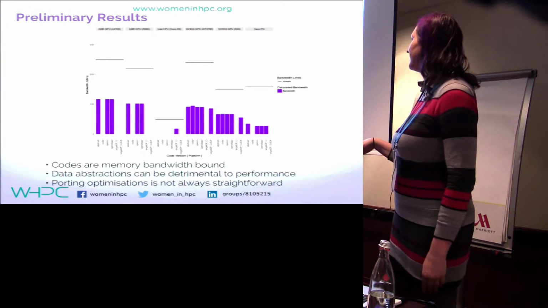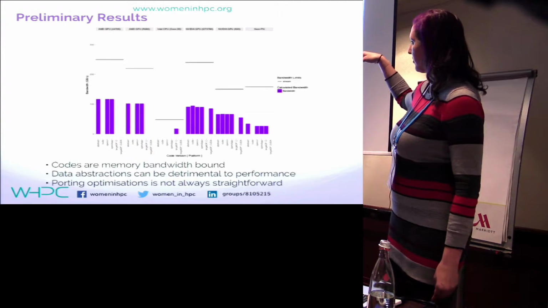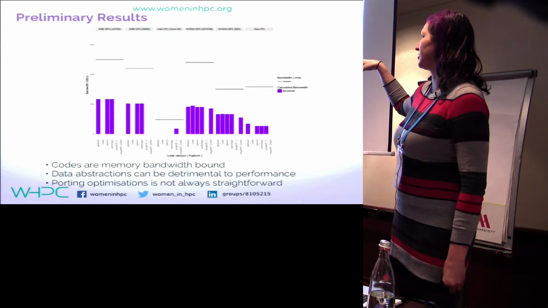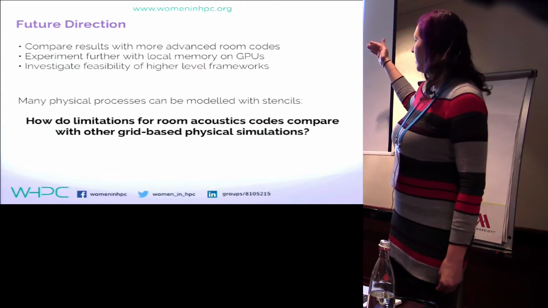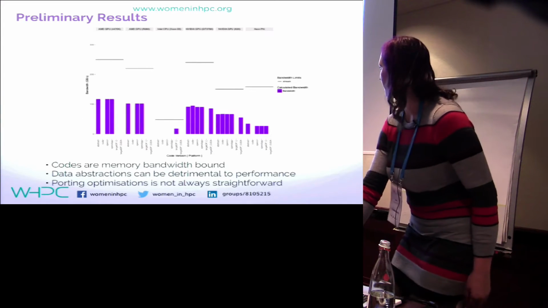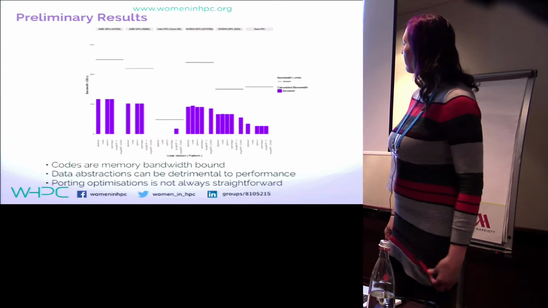The main takeaway from this analysis is that these room acoustics codes are memory bandwidth bound. The line on the graph represents the STREAM benchmark, which is a good baseline of what you should be able to achieve. And as you can see, all of the codes are quite far away from that. So there's a lot of room for improvement.